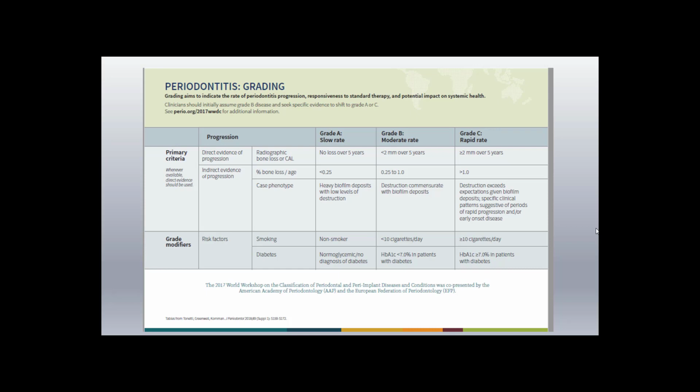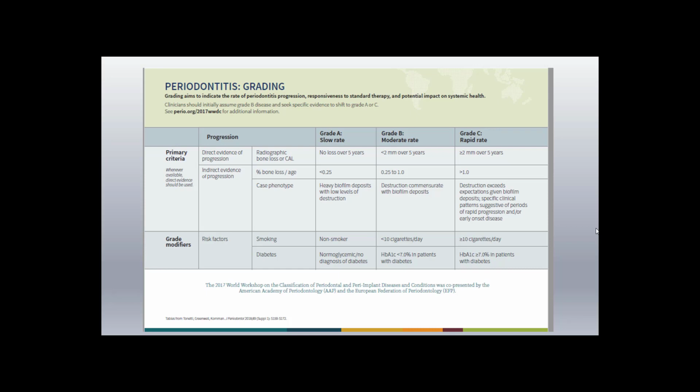A grade B patient would be one that you are finding evidence of moderate progression with their periodontal disease, and they may be a smoker, smoking less than a half pack a day, or a diabetic patient whose A1C is less than 7%. Remember that smoking is one of the biggest risk factors for periodontitis, and that uncontrolled diabetes and periodontitis go hand in hand. Their relationship is bidirectional, and our patients that have uncontrolled diabetes are at a greater risk for uncontrolled periodontitis.